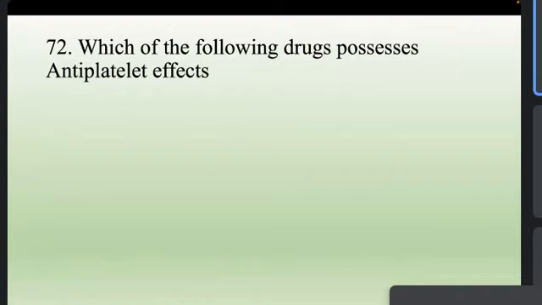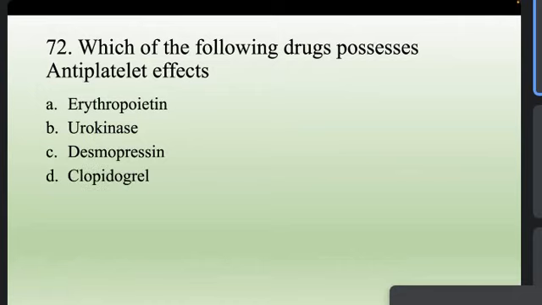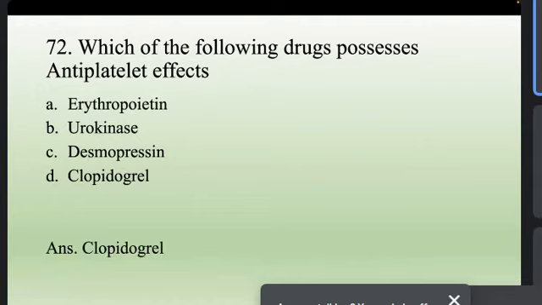Which of the following drugs possesses antiplatelet effects? Options: erythropoietin, urokinase, desmopressin, clopidogrel. Clopidogrel. Okay, not urokinase. It is clopidogrel. Okay, so what is urokinase?